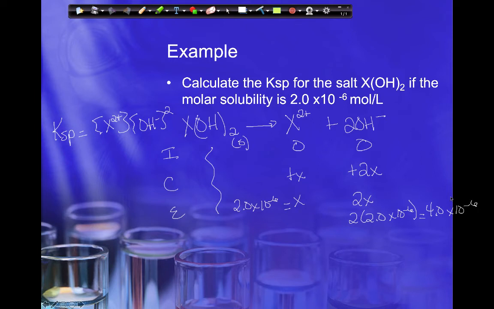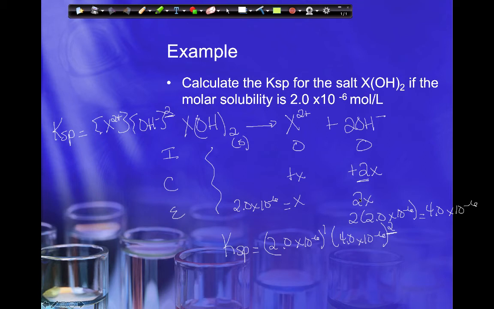All right, so now I've got my equilibrium values. I can go back and plug it into the K expression. So this is 2.0 times 10 to the negative 6 to the first, and this is 4.0 times 10 to the negative 6 squared. And so many people will forget to do that part. So this part and this part, a lot of people will forget this.